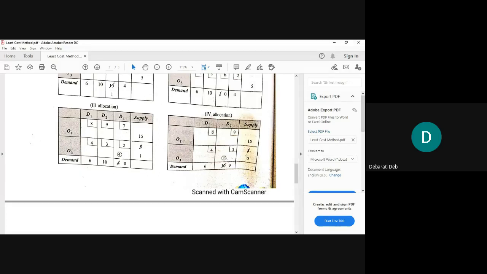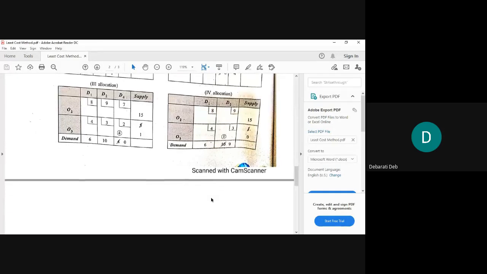After allocating 1, we will strike off this 1 in the row O3 total and write a 0. And in the column D2 total, we will strike off 10 and write 9 because out of 10, 1 has been allocated. So 9 is left. Okay. So we are exhausting the row O3 now. We have exhausted the row O3. So this entire row will be omitted in the next allocation.